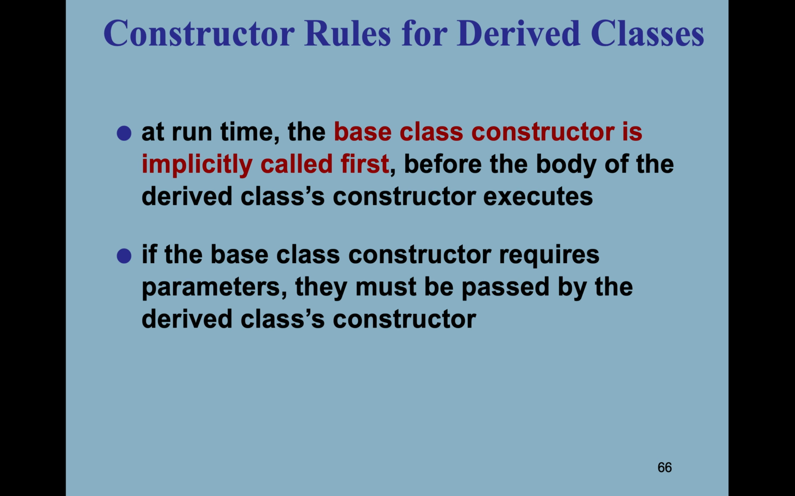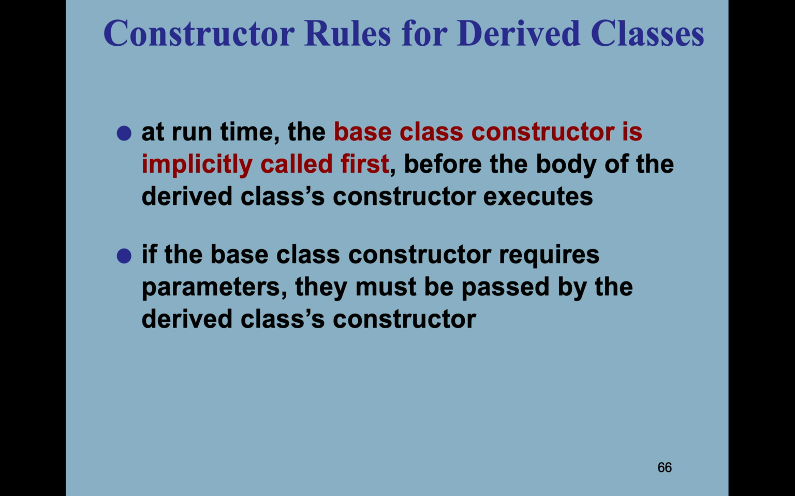So constructor rules for the derived classes, they work in reverse order. Same thing that we had in C++ at runtime. The base class constructor is implicitly called first before the body of the derived class constructor executes. The first line, as some people didn't remember, of the derived class should run the base class first. So that's why you put super as the first line, because super runs the base class constructor, and then the derived class constructor runs next.